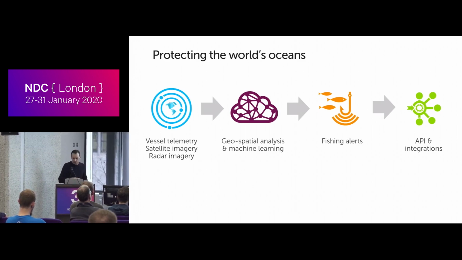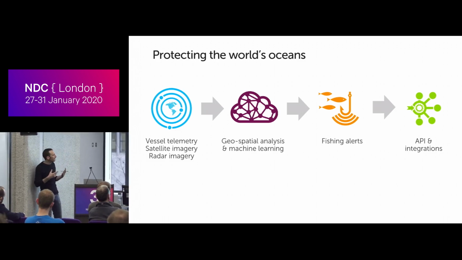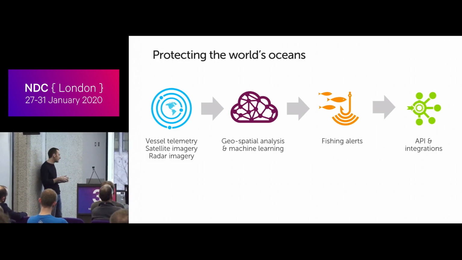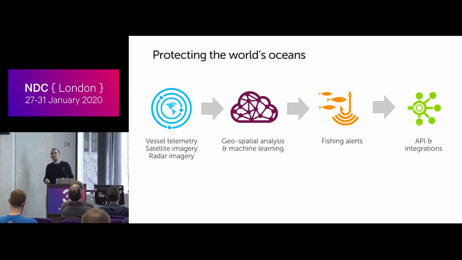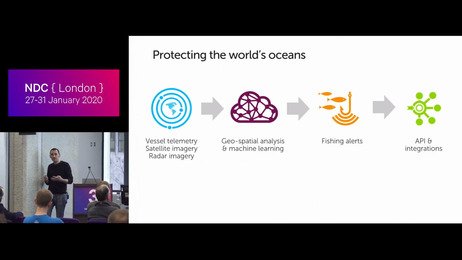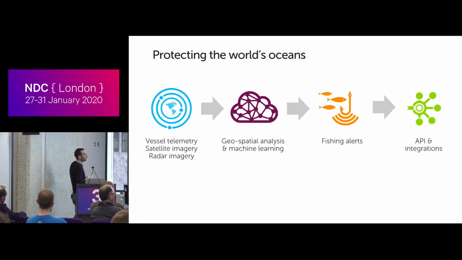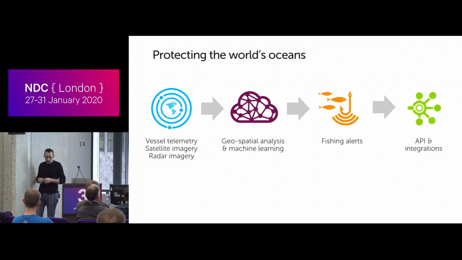They also use radar imagery. And they take all this data and they feed it through some quite advanced geo-spatial analysis models. And what they're doing here is a lot of heavy lifting feature engineering, which then gets fed into their machine learning models to detect, okay, what type of fishing do we think is happening in this particular region? And is it legal or not? Those fishing alerts are then used through APIs and integrations to drive the systems that they use.